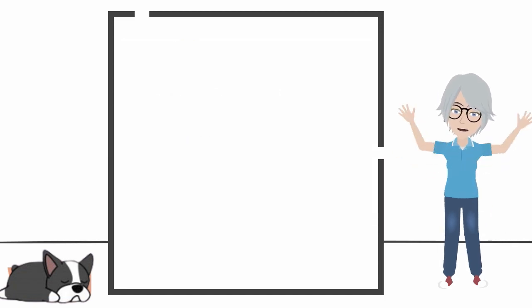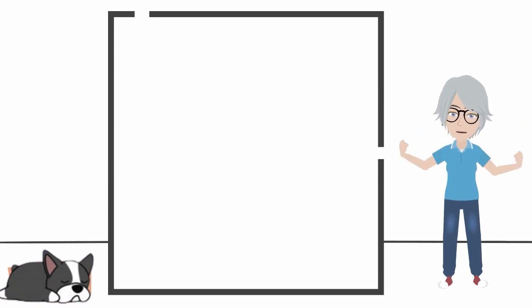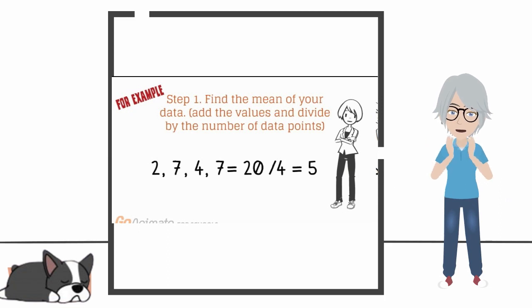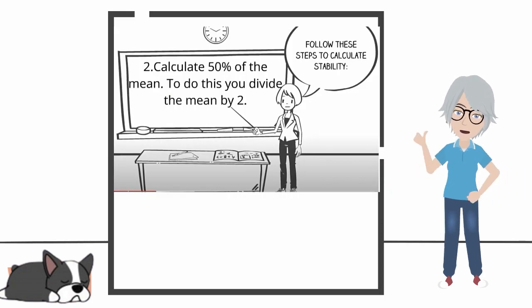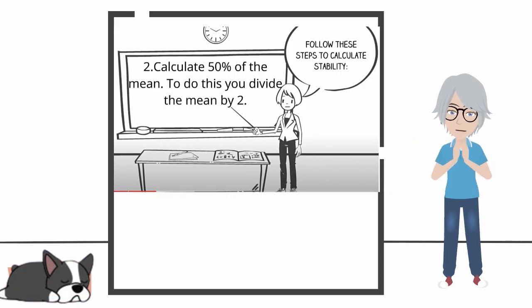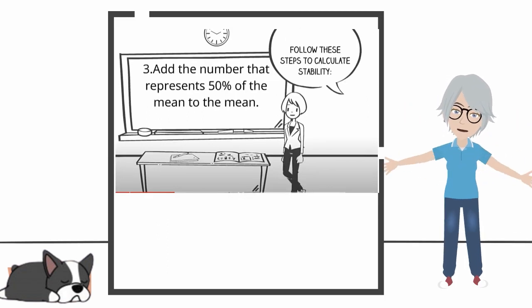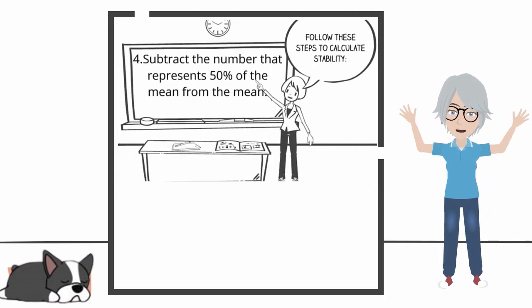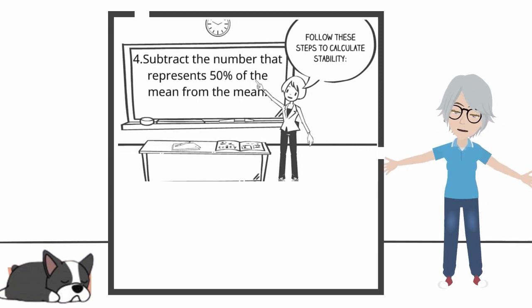The formula for calculating the baseline is going to be as follows. First, you find the mean of your data. To do this, you add up all of the values and then divide that by the number of data points. Next, you calculate 50% of the mean. To do this, you take the mean and divide it by 2. Then, you add the number that represents 50% of the mean to the mean, and then subtract the number that represents 50% of the mean from the mean.